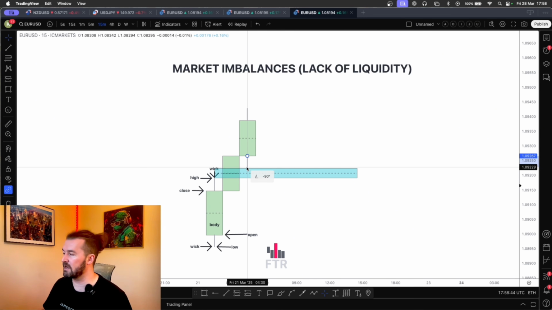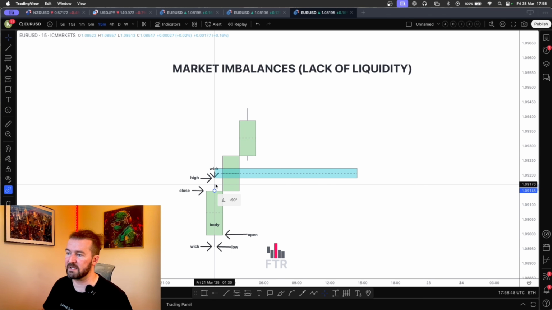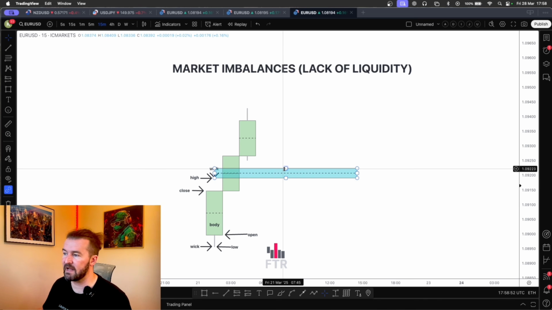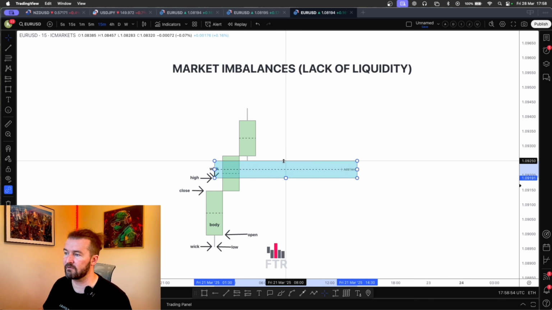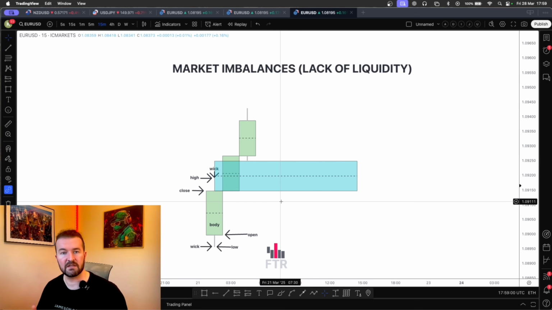Sometimes you can have it like this, and this wick could be, well, doesn't have to be a wick. Therefore, the imbalance in this instance would be from the wick of that candle and the top of that candle. Okay, so that's just a market imbalance. Now, I'm going to jump through on the charts and start marking out a couple of imbalances for you, but then I'm going to show you a quick trick which I use because sometimes I don't spot them.